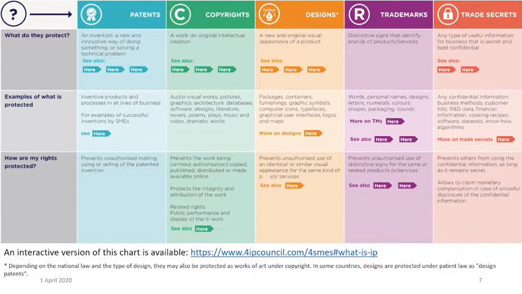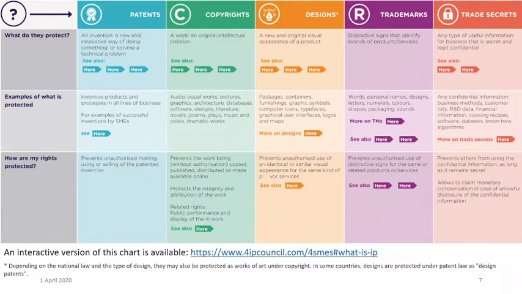Let's move on to the copyrights. They protect a work, an original intellectual creation. Examples include audiovisual works, pictures, graphics, architecture, databases, software designs, literature, etc., and computer code as well. Your rights are protected because it will prevent the work being, without authorization, copied, published, distributed, or made available online. It protects the integrity and the attribution of the work.